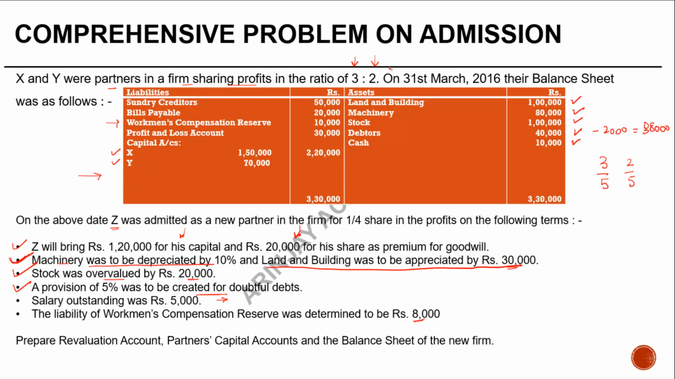It's also said that he brings in rupees 20,000 for his share of goodwill. Now you don't know what the new ratio is, so you can't calculate the sacrificing ratio. In that case, the assumption is that they sacrifice in the same ratio in which they were sharing profits and losses. Or in other words, this 20,000 should be distributed between X and Y in 3:2. So 3/5 for X and 2/5 for Y.